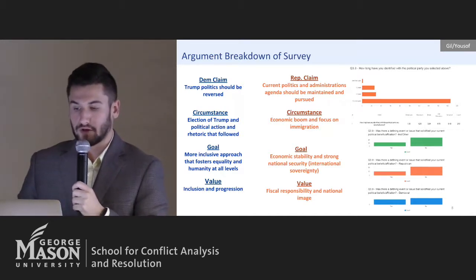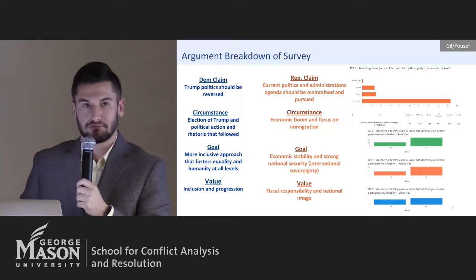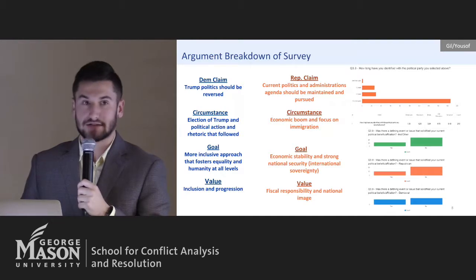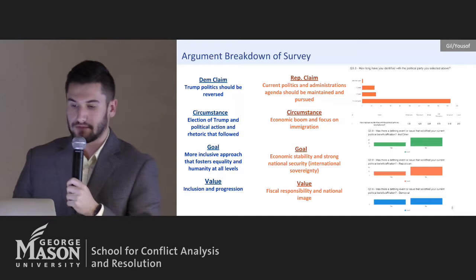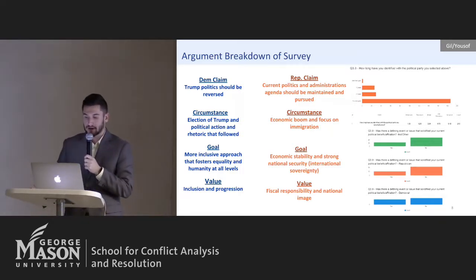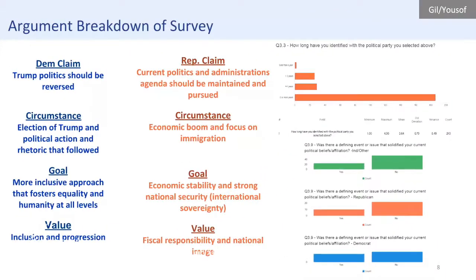They also look for international sovereignty. They felt the U.S. lost respect during the Obama administration, and they feel Trump has gained back that respect by leveraging the U.S. in trade deals and creating tariffs, especially against China. So the values of the Republican Party going forward are fiscal responsibility, which they feel they've gotten with their tax bill, and they're looking to implement more tax cuts and tax bills in the near future, and also maintaining a national image of respect and America first.